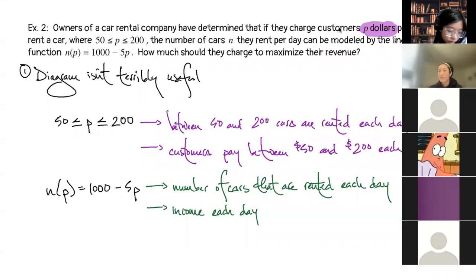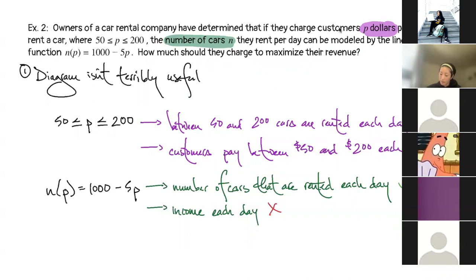Which one do we think gets a smiley face here and which one gets the red X? Right, and again, it might be helpful to look at the units that we have in the problem. The units tell us so much. Income gets the X, right? Because it says right here that the number of cars is N. All right, so number of cars that are rented each day, that is indeed what N of P represents, and income each day, well, that's not true based on the units that we see.